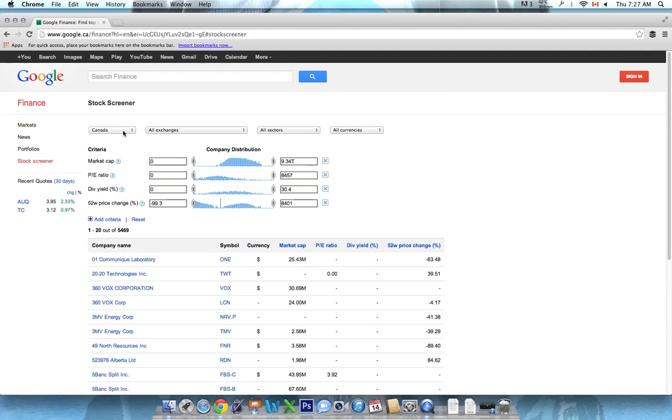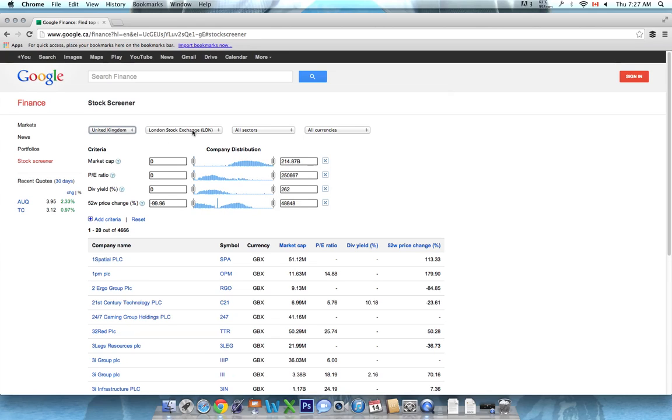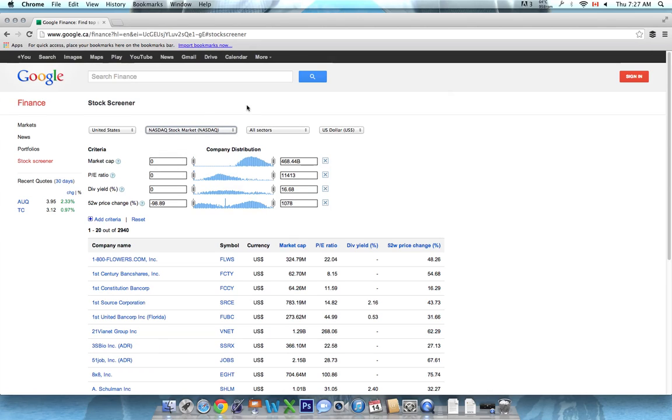And here you'll see it comes up. We're going to focus on the United States today. And we're going to go ahead and focus on the NASDAQ because that's where a lot of growth is happening. And I find that with the Google Stock Screener, it's best to focus on one exchange at a time, or the results, there's just too many.